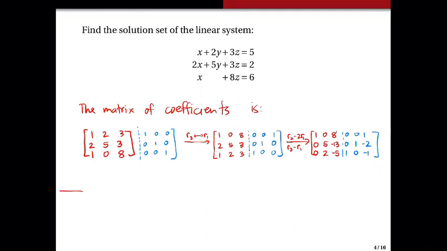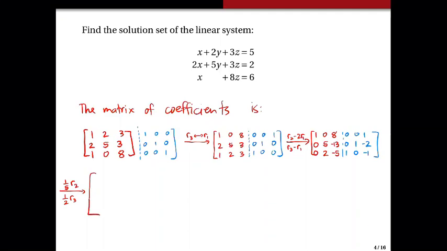So I'll just fix this 5 in here. I'll just divide row 2 by 5. So this will be 1/5 row 2. And also, I'll just divide row 3 by 2. Okay? So we divide row 3 by 2.